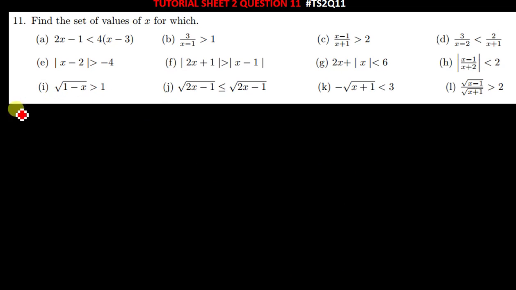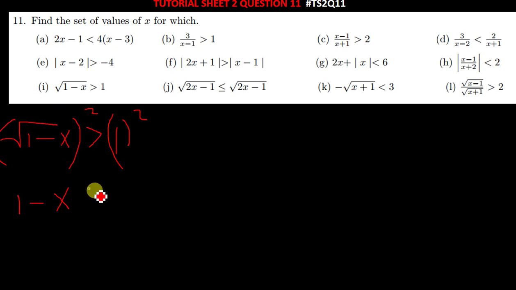So to solve this is simple and straightforward. You have the square root of 1 minus x being greater than 1. When you square both sides, you're going to have 1 minus x being greater than 1. So your value of x there, when you take this to the other side of the equal sign, you get 0. So meaning your value of x will be greater than 0.